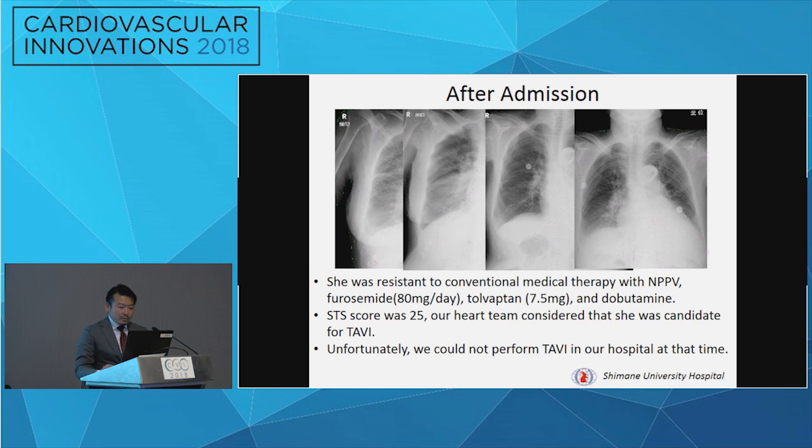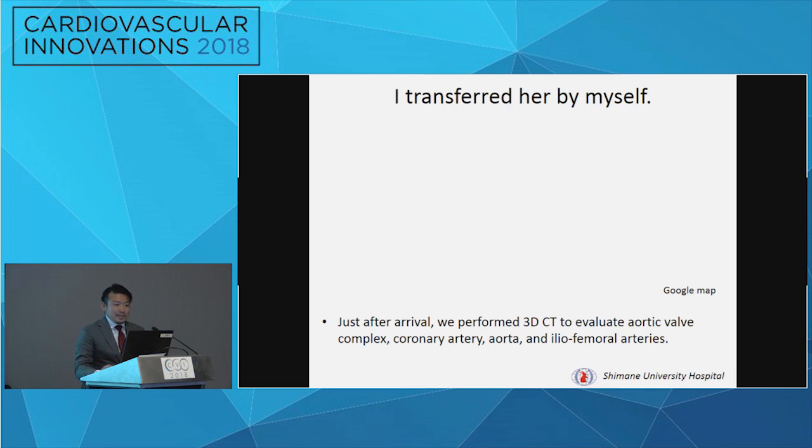So we considered TAVI or surgical AVR for her, but her STS score was 25. Our heart team considered that she was a candidate for TAVI. Unfortunately, we could not perform TAVI in our hospital at that time. So I talked to Dr. Yamamoto, the first presenter. I used to work with him. His hospital is a TAVI center, so he told me to take her to his hospital. So I decided to transfer her by myself.